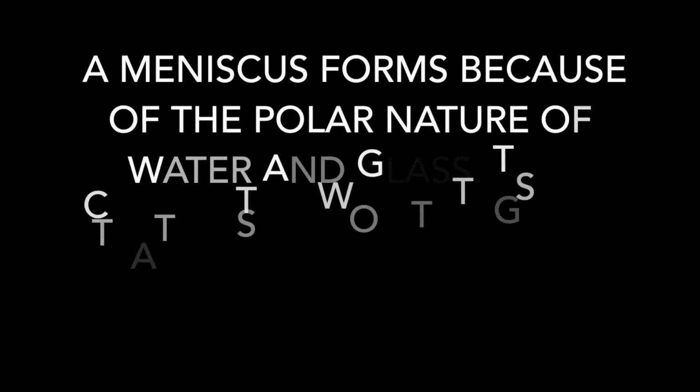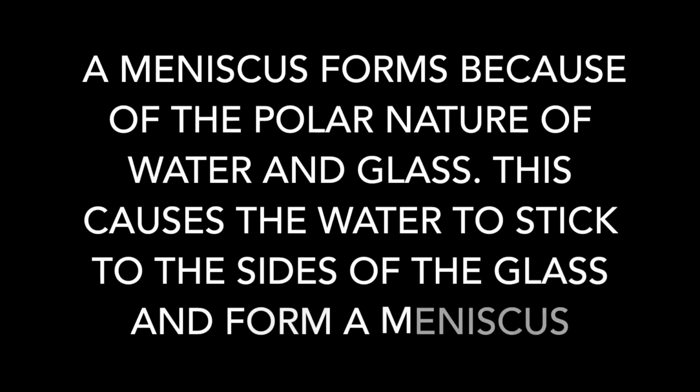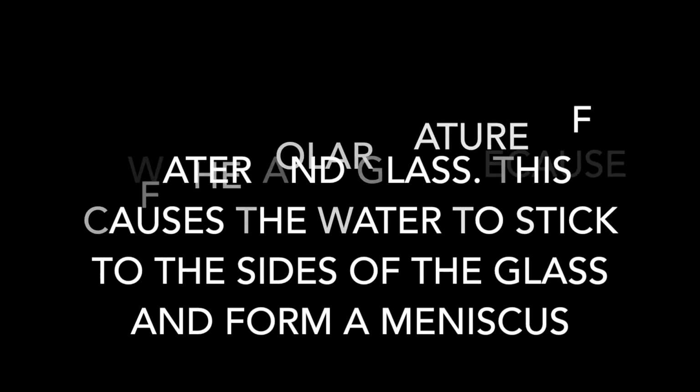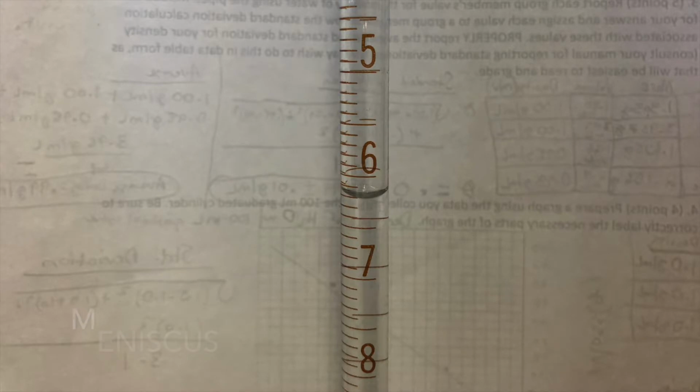A meniscus occurs because of the polar nature of water and glass. This polarity causes the water to attract to the glass and stick to the sides of the glass and to form a meniscus. Here is an example of a meniscus in our graduated pipette.